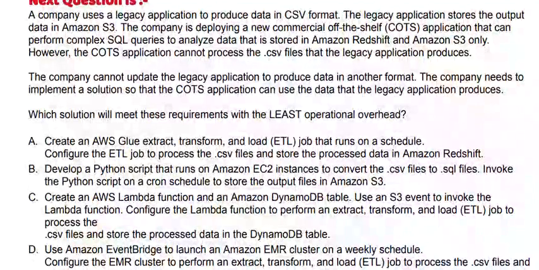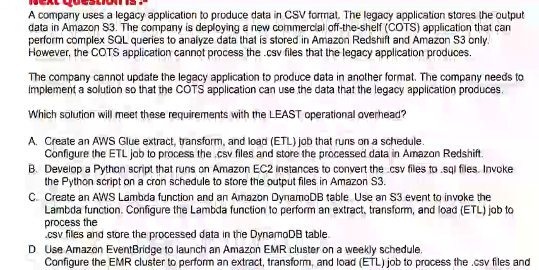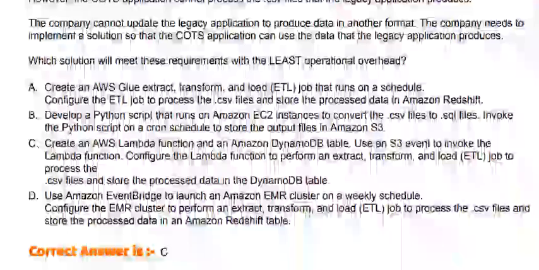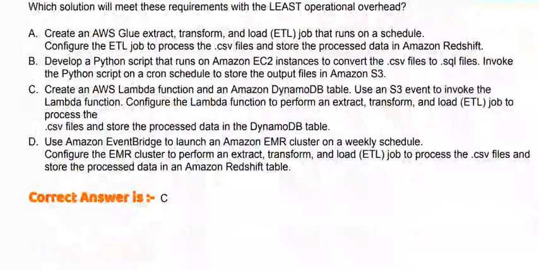Option C. Create an AWS Lambda function and an Amazon DynamoDB table. Use an S3 event to invoke the Lambda function. Configure the Lambda function to perform an extract, transform and load job to process the CSV files and store the processed data in the DynamoDB table. And option D. Use Amazon EventBridge to launch an Amazon EMR cluster on a weekly schedule. Configure the EMR cluster to perform an extract, transform and load job to process the CSV files and store the processed data in an Amazon Redshift table. And the correct answer is option C.